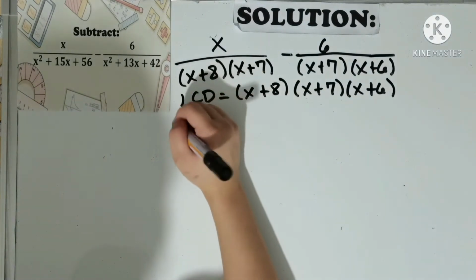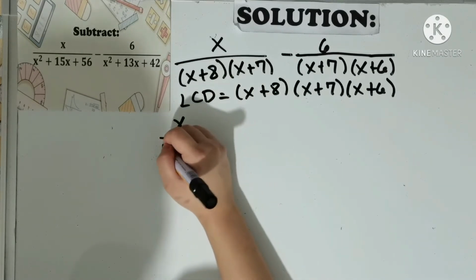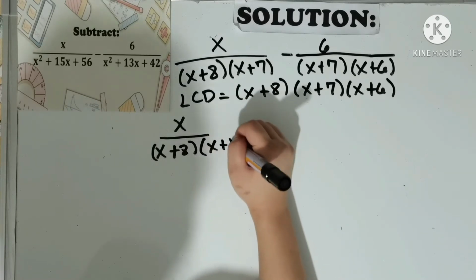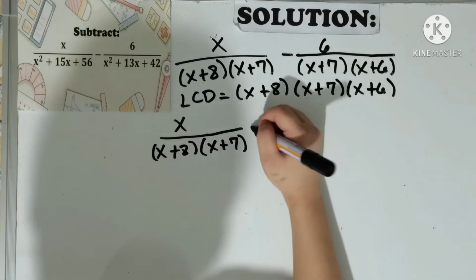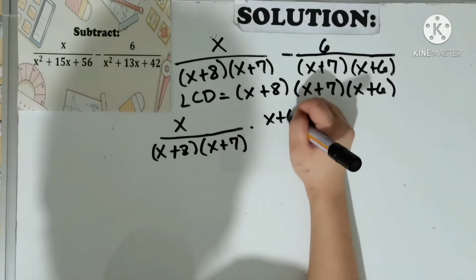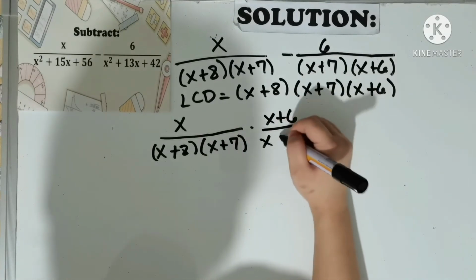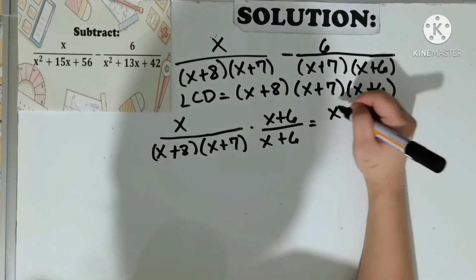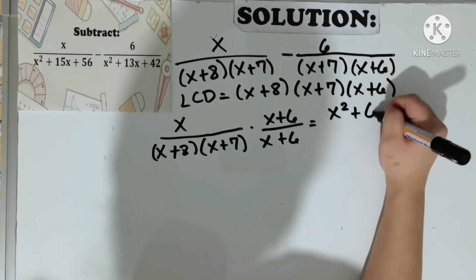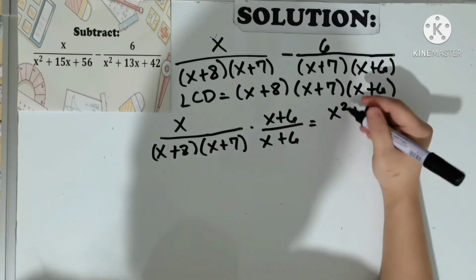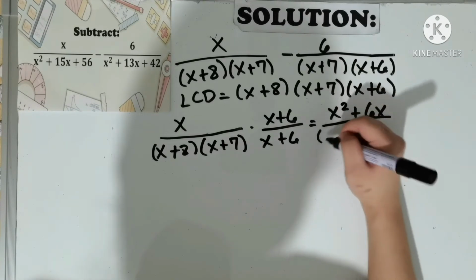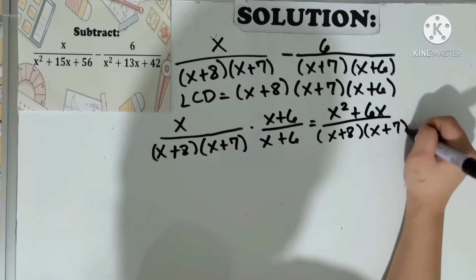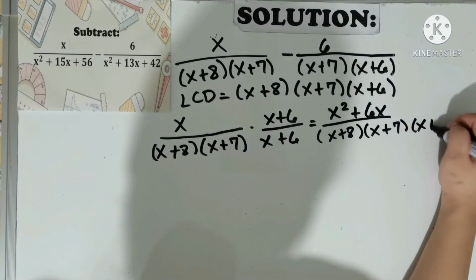We multiply x over the quantity x plus 8 multiplied by the quantity x plus 7 by x plus 6 over x plus 6. Our answer is equal to x squared plus 6x over the quantity x plus 8 multiplied by the quantity x plus 7 multiplied by the quantity x plus 6.